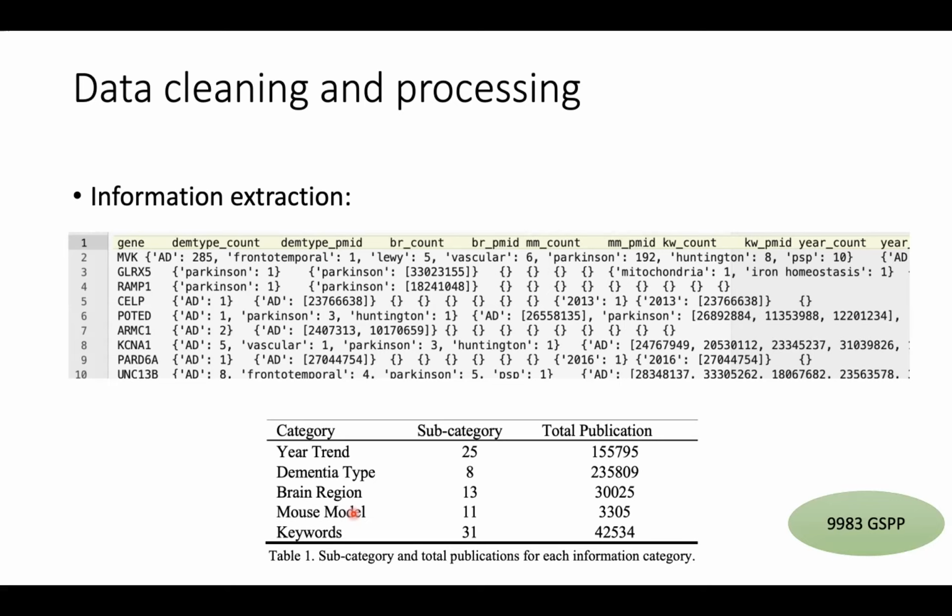And for keywords, with the help of experts, we identified 31 different keywords in this research field which are very popular in the research process right now. So we try to extract that information. Here is a count of all the publications that include a certain category of information.